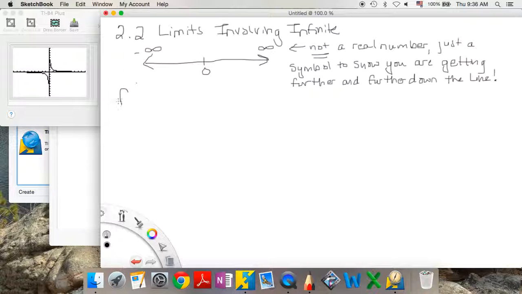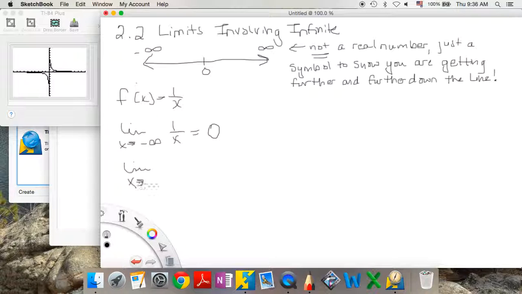So first let's look at the function f of x equals 1 over x. So we have it here in our graph. Now if we want to look at the limit as x goes to negative infinity of this function, if you look here, the graph gets closer and closer and closer to 0. And so that means our limit as x goes to negative infinity is 0. It doesn't actually get to 0, but remember, a limit is what it approaches as it gets there.